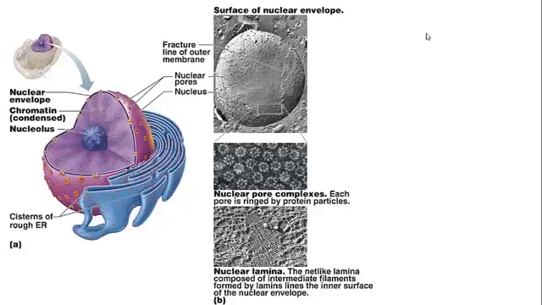Our next slide is showing the control center of the cell. This is the nucleus, and the nucleus contains all of the genes. So it contains the genetic makeup that the cell is going to need, all of the instructions that are needed to make all the necessary proteins.